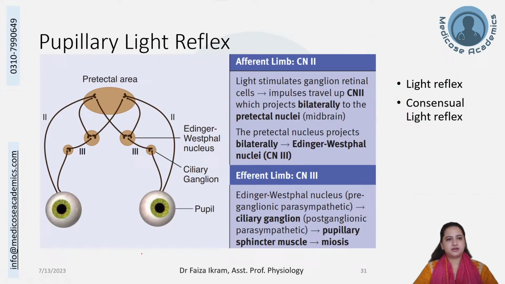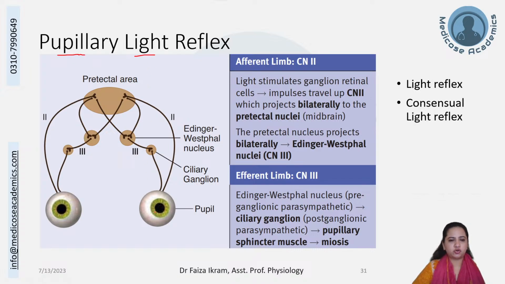I hope it's understandable. Moving on towards the reflexes of the eye linked with the autonomic nerve supply. Again, we will have much more detail in your cranial nerve anatomy. For now, let's have an overview. This is the pupil, and this is its pupillary light reflex.